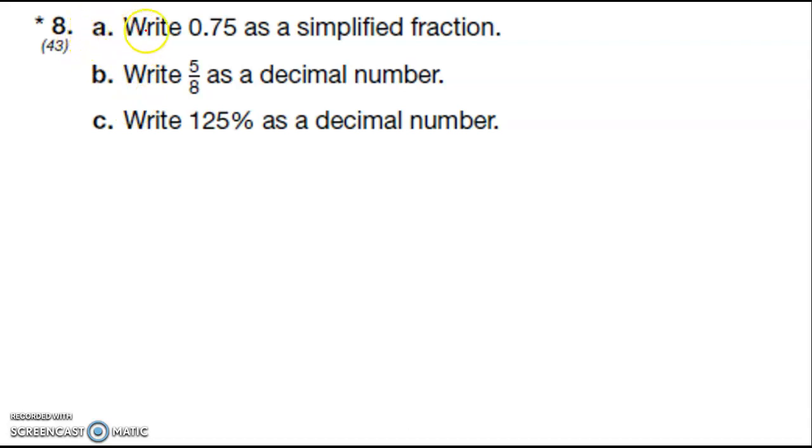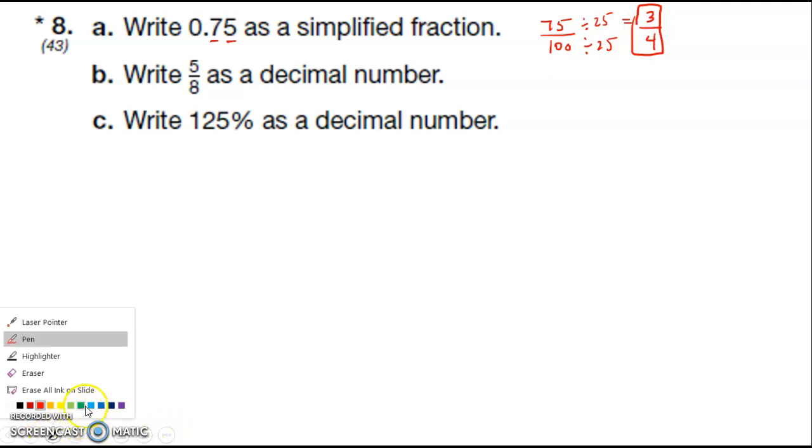So it says write 0.755 as a simplified fraction. So this is 75 hundredths because this is tenths and this is hundredths. So I have 75 hundredths. And I'm going to reduce it by dividing the top and the bottom by 25. 75 divided by 25 is 3. 100 divided by 25 is 4. And that's my answer to A.